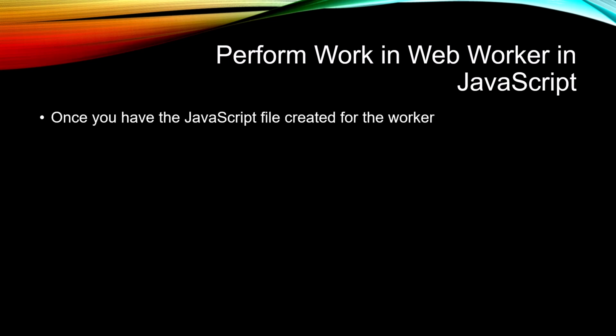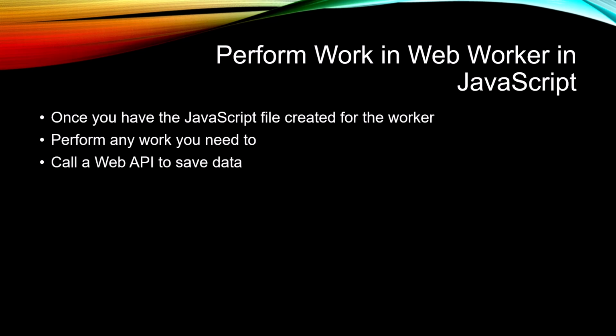Well, once you have the JavaScript file created for your worker, you can do whatever you want pretty much. You can call a web API to save data. You could call a web API to retrieve data. There are so many possibilities, just like what you could do inside of a promise as well, right? So all we're doing is kind of separating things out now. Instead of a promise, we're using a web worker. All up to you on which way you want to go.